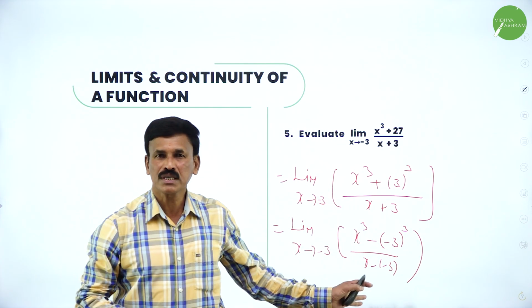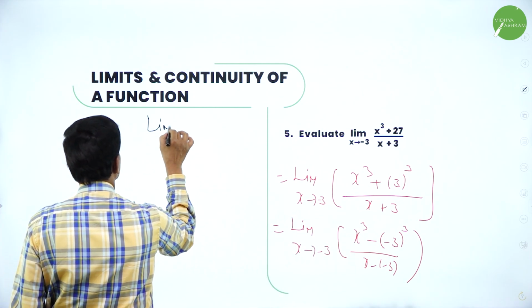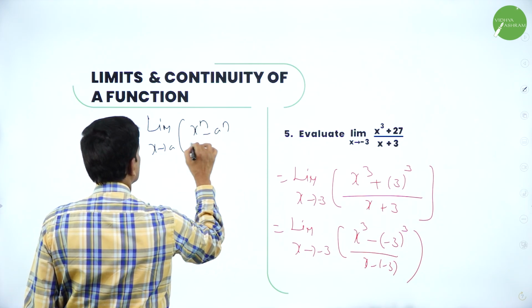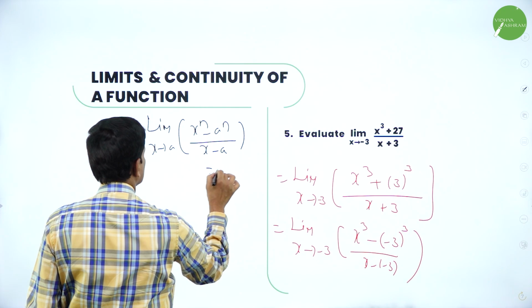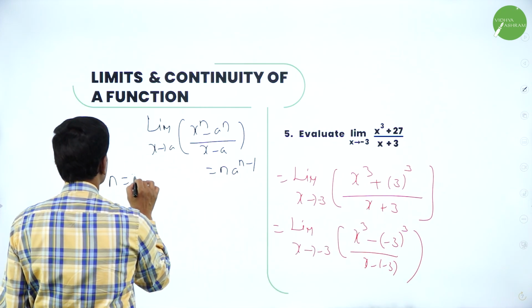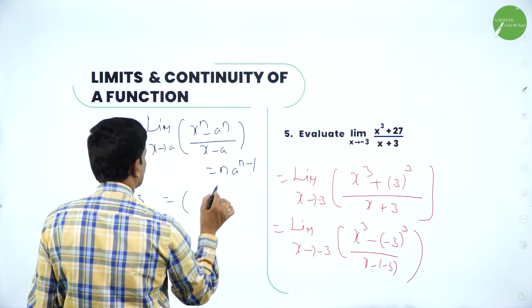So if you observe carefully, this is of the form limit x tends to a of x raised to n minus a raised to n by x minus a, which is equal to n a to the power of n minus 1. What is n? n is equal to 3. What is a? a is equal to minus 3. So n a to the power of n minus 1.